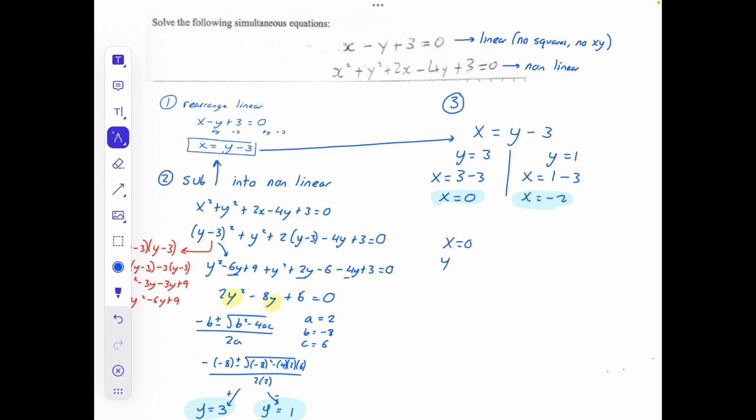Okay, so our final answer: x equal to 0, y is equal to 3, or x is equal to minus 2, y is equal to 1. They are both valid sets of answers. And at the end, I would just write them like this, just to pair them up.